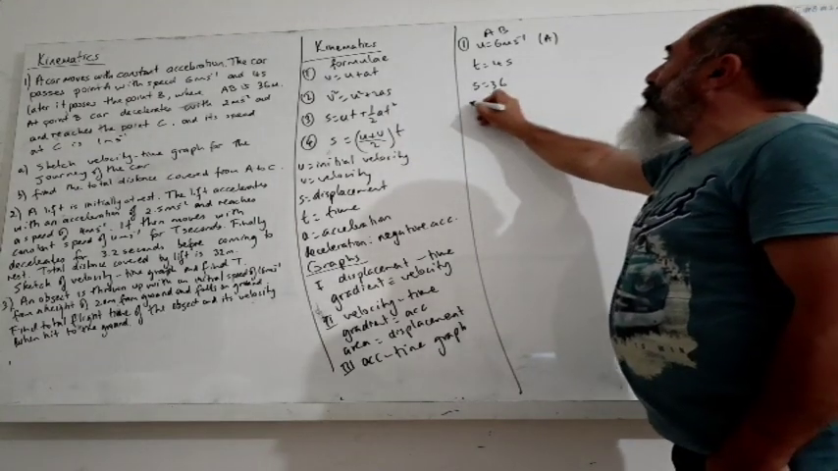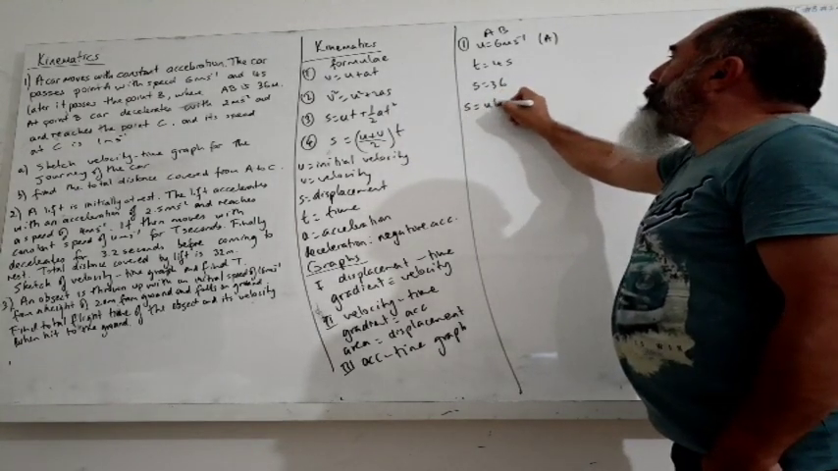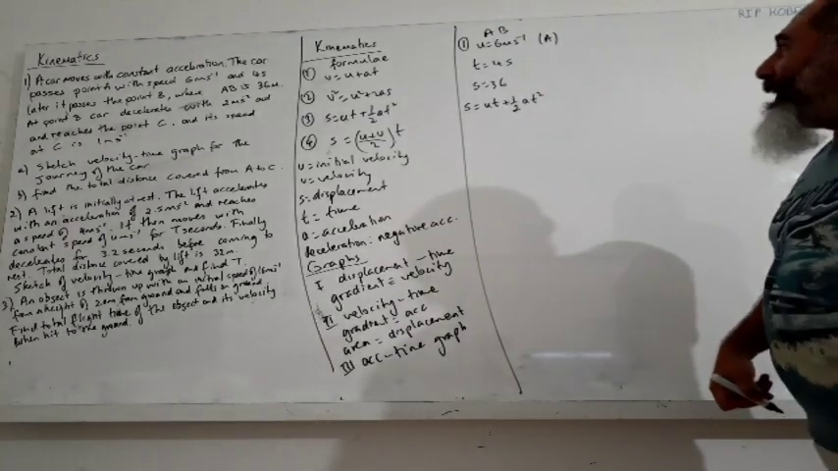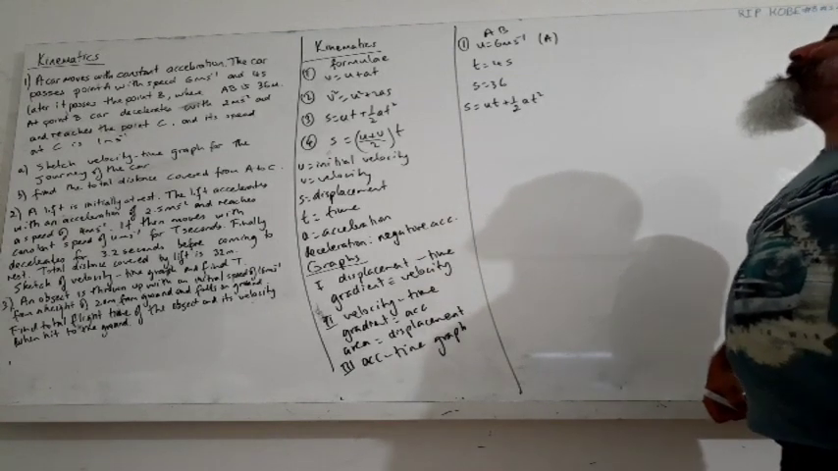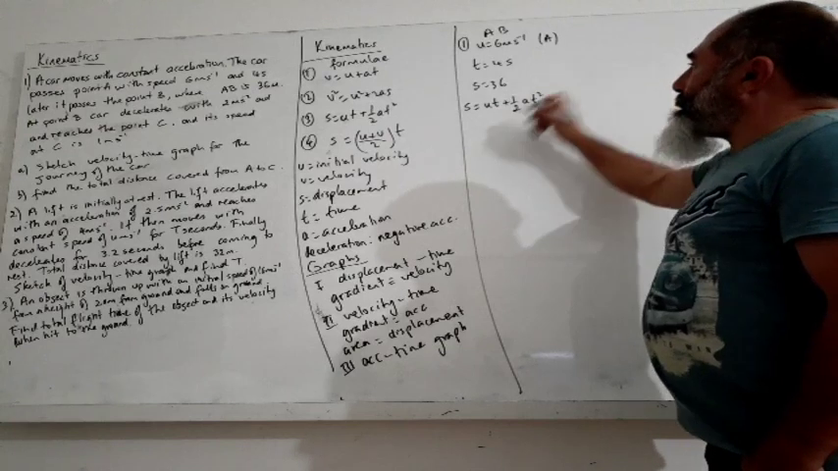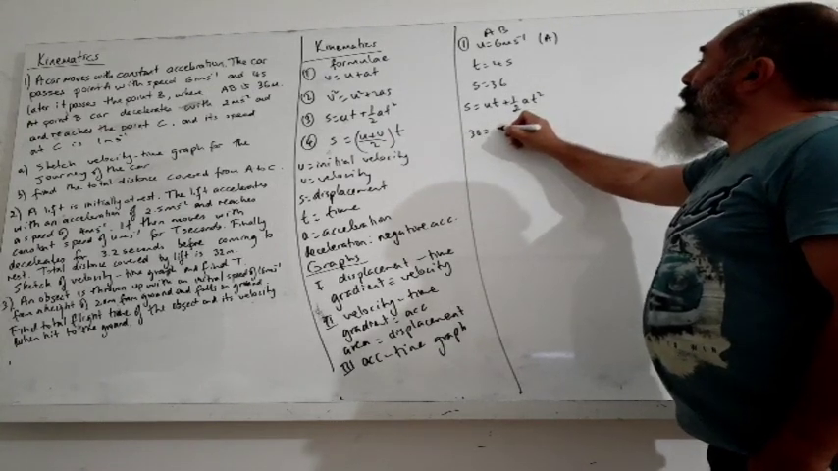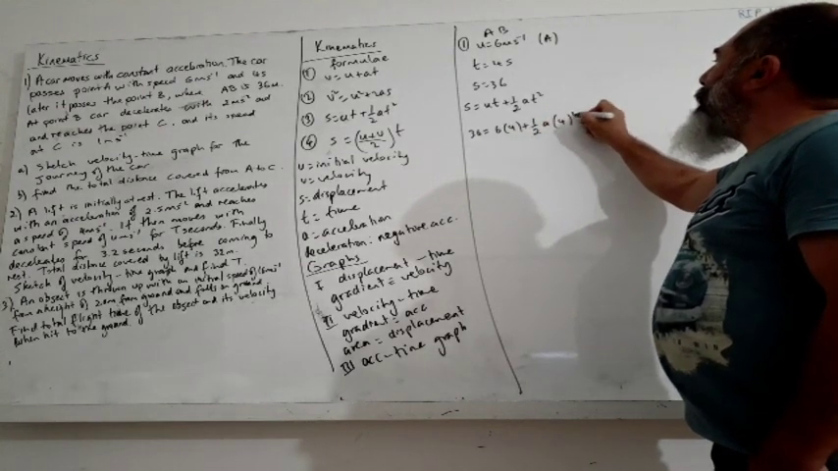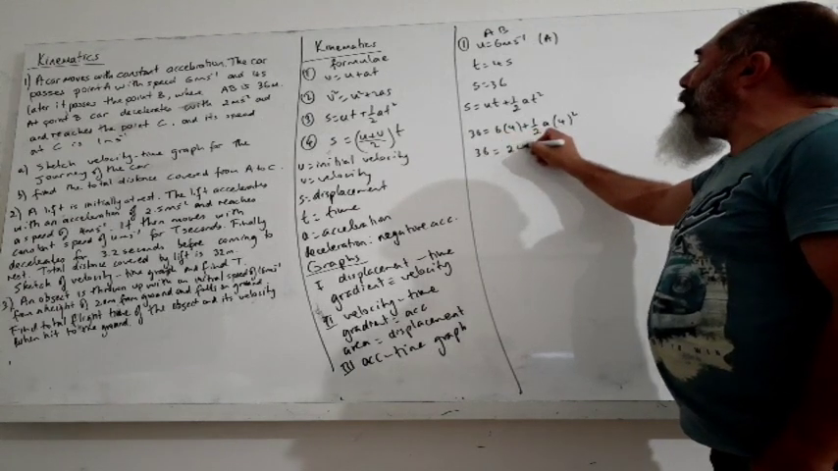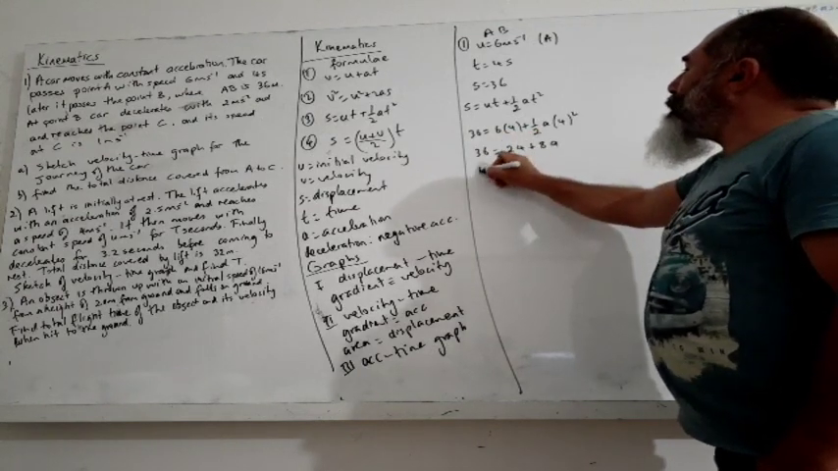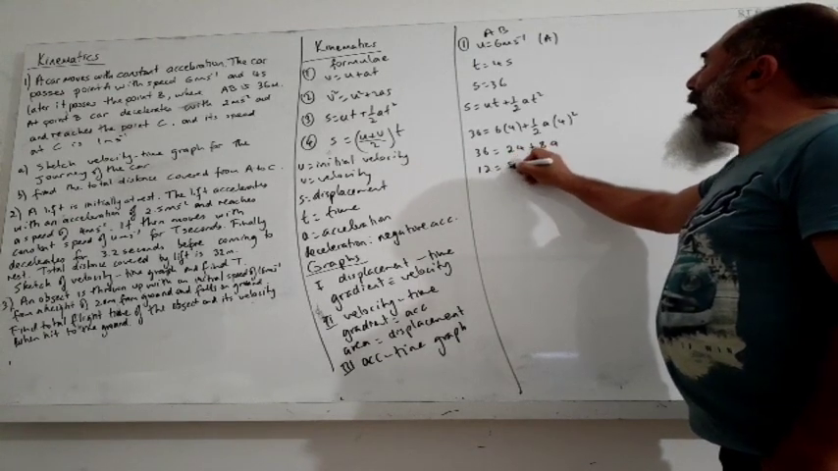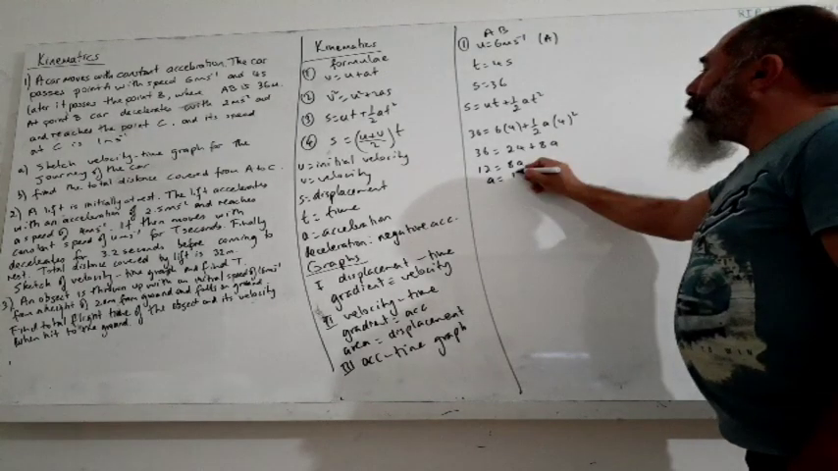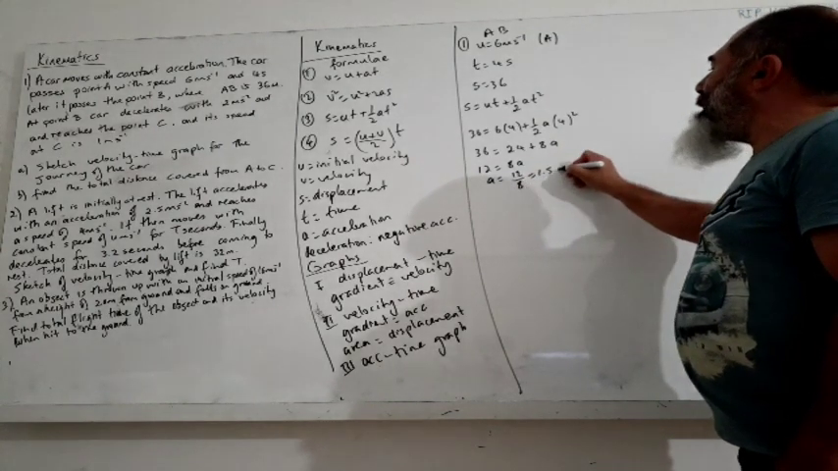So let's use the formula S is equal to UT plus 1 over 2 AT squared, so that we find the acceleration between points A and B. 36 is equal to 6 times 4 plus 1 over 2 A times 4 squared. So 36 is equal to 24 plus 8A. 12 is equal to 8A, and the acceleration between points A and B is 12 over 8, 1.5 meters per second squared.